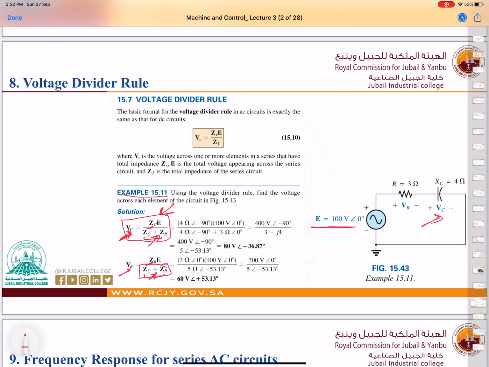This is a very easy example. We'll just take one example for the voltage divider rule, because we already know it from circuit 1, so no need to take more examples about it.